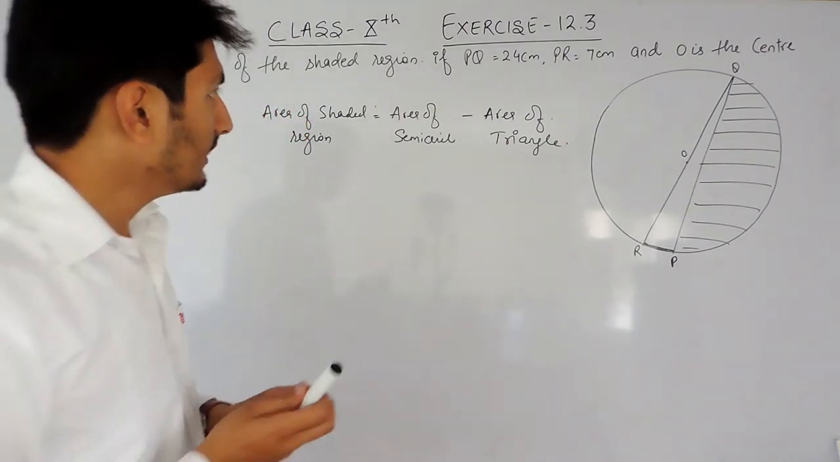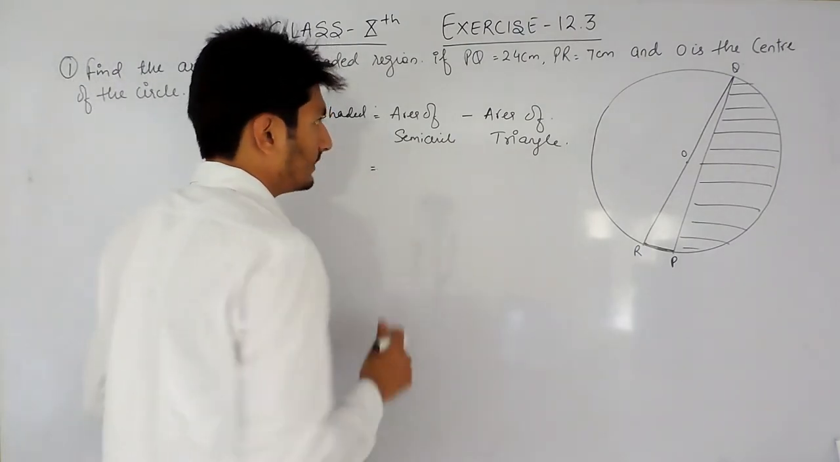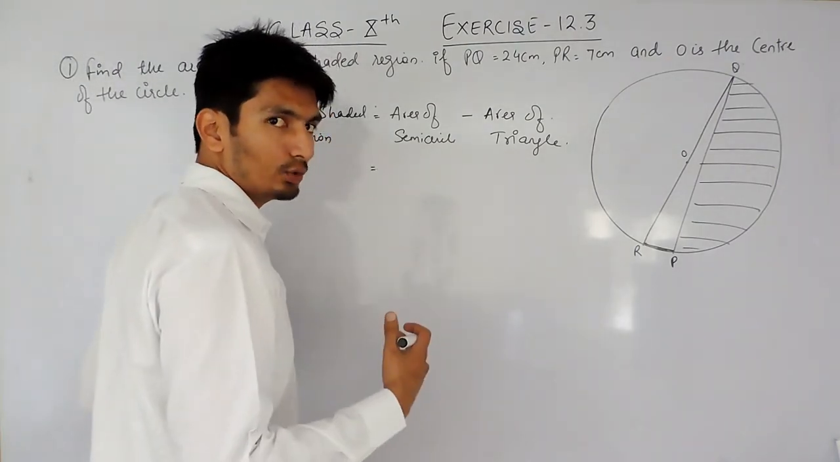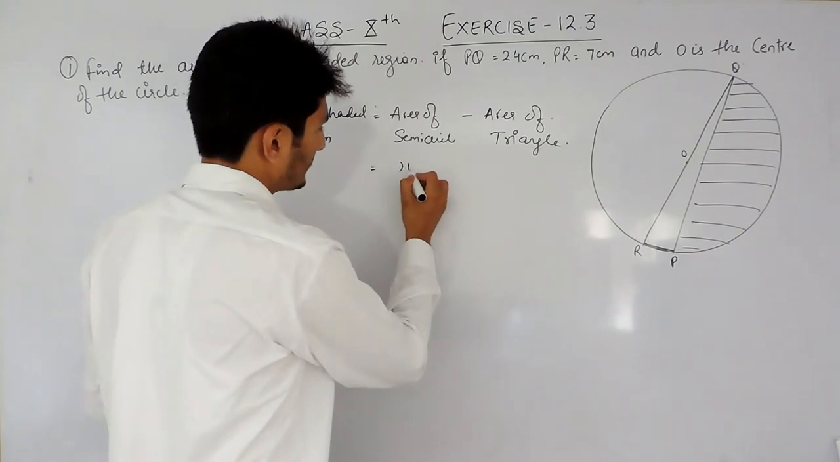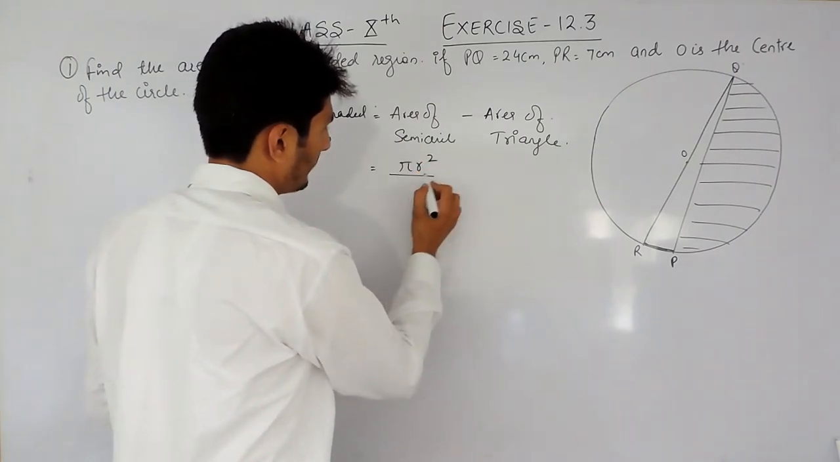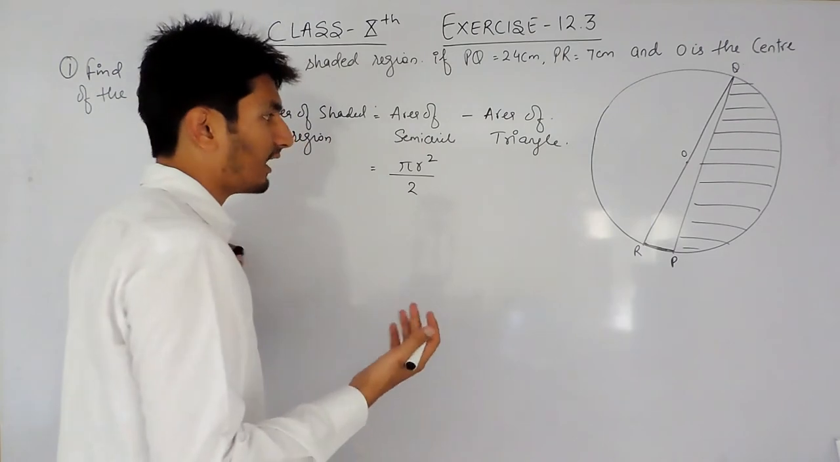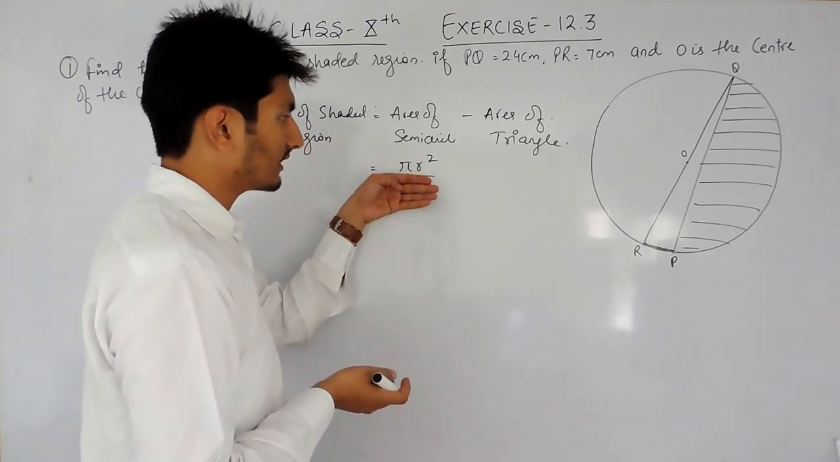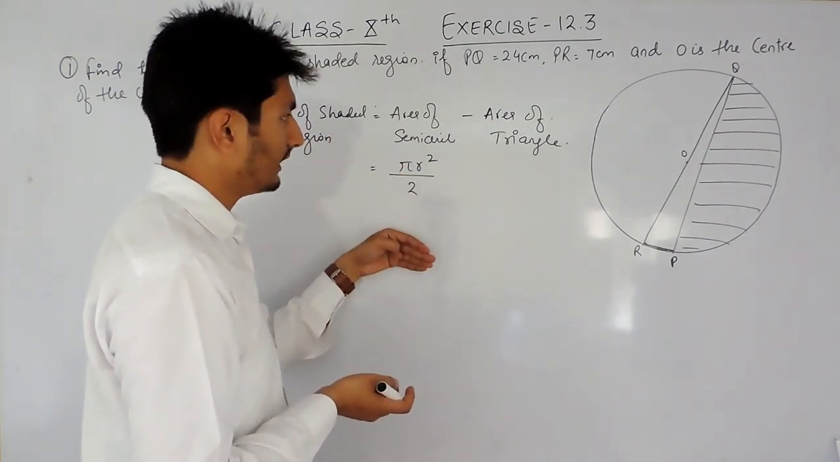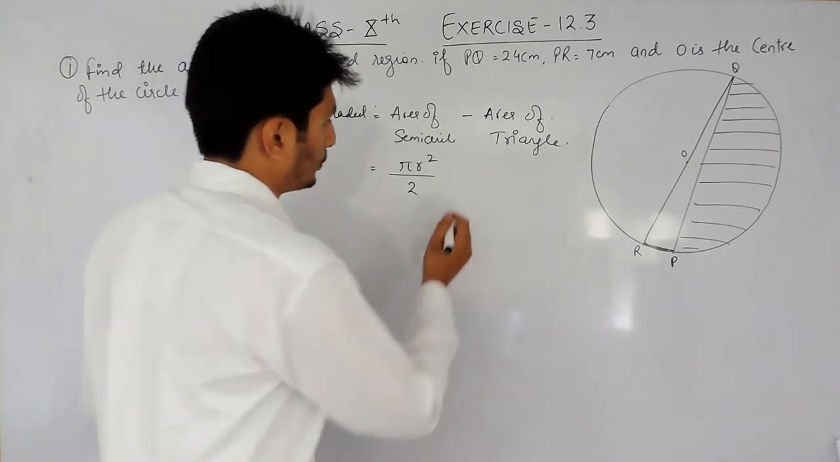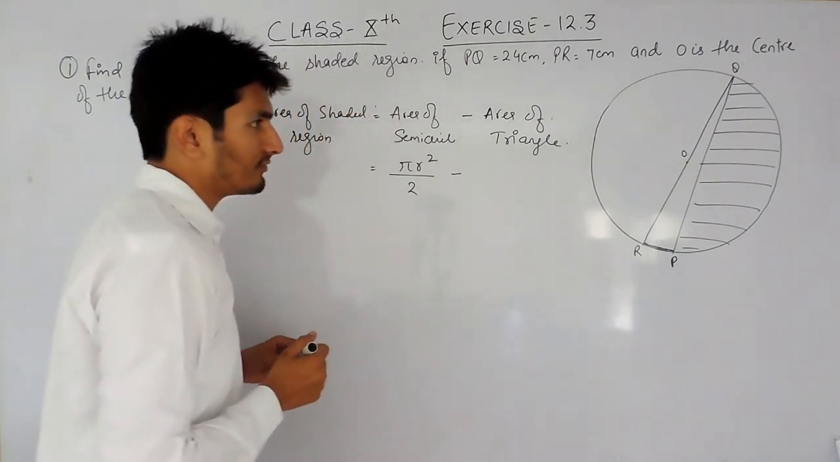Now here, the area of the semicircle will be the area of circle divided by 2. So area of circle is pi r square, and semicircle is half of the circle, so half of the area will be pi r square divided by 2. Now minus area of triangle.